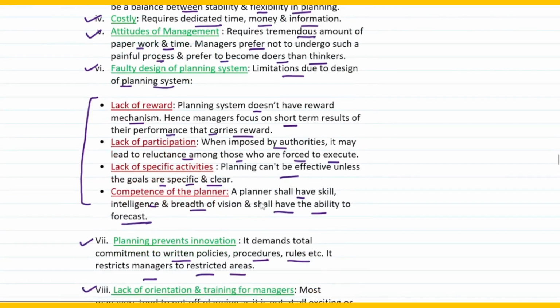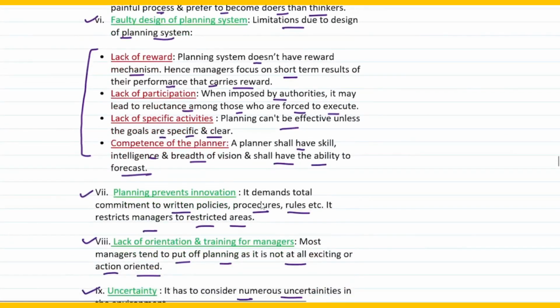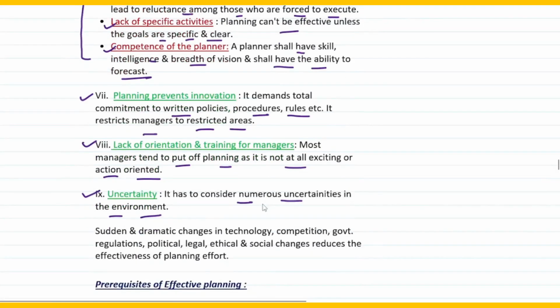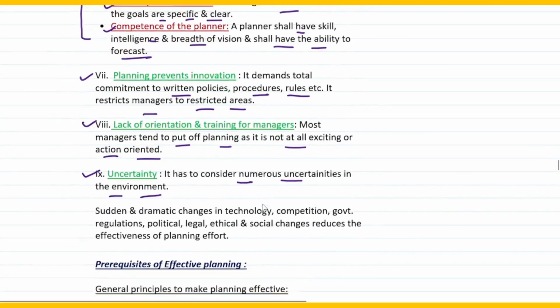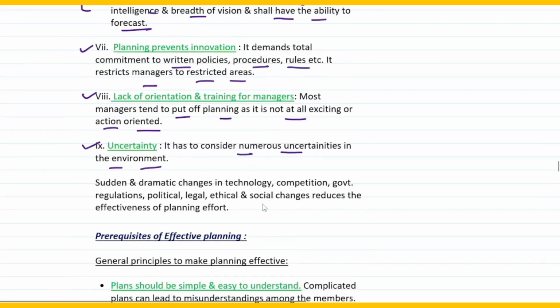There may be a faulty design of planning system. Why? Because of the following reasons. There may be a lack of reward, there may be a lack of participation, there may be a lack of specific activities, and if the competence of the planner is not up to the mark. Then planning prevents innovation, right? Because you can't think beyond your policies, procedures, rules. Hence, it may limit your innovation skills. Now, lack of orientation and training for managers. And finally, there may be a lot of uncertainties.